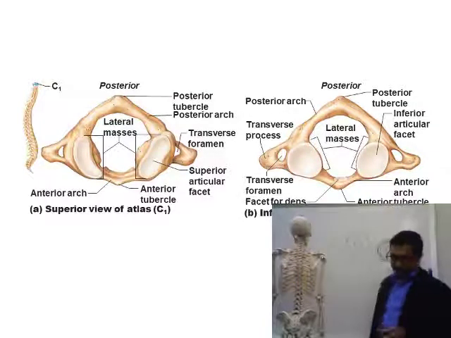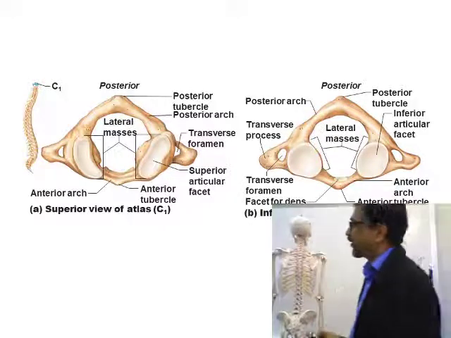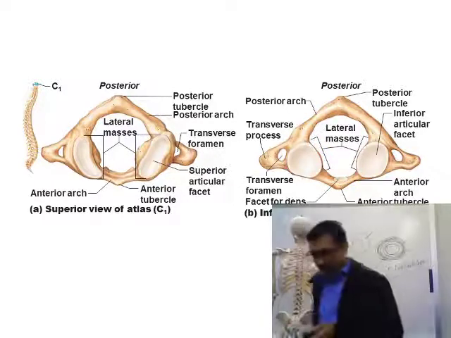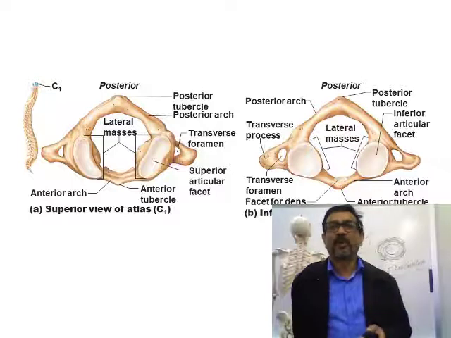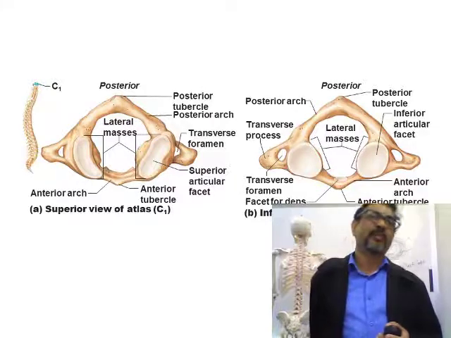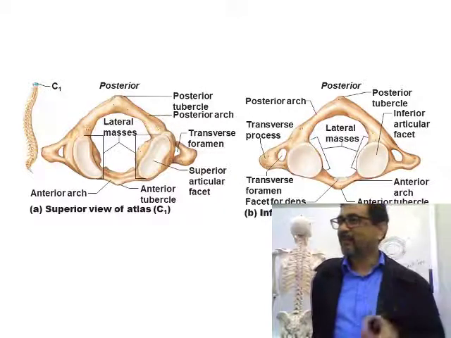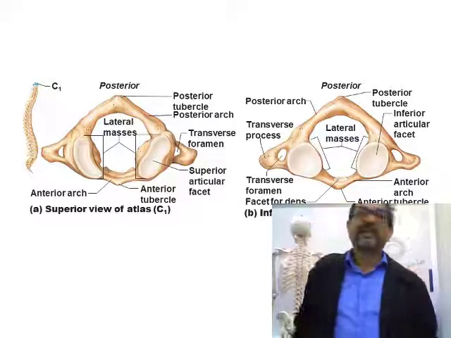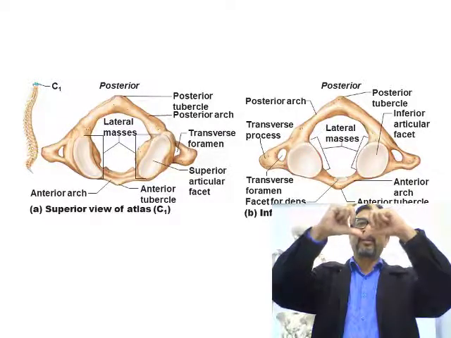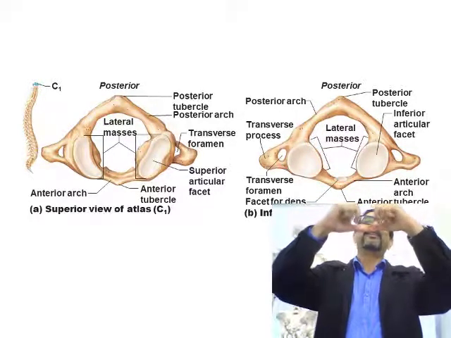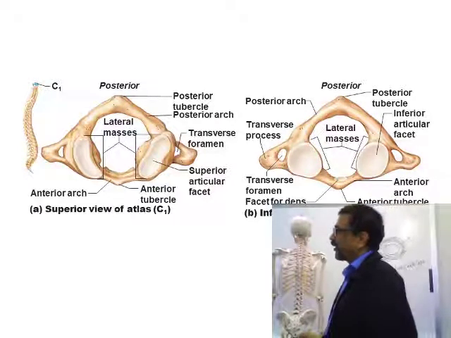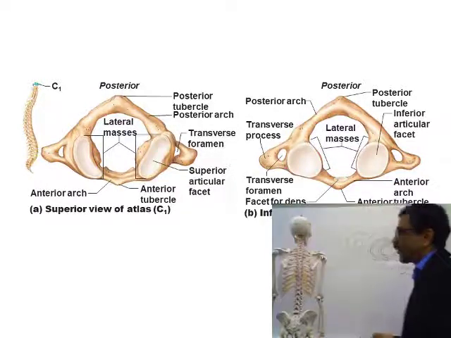C1 and C2 are different. You see here, this is C1, that means atlas. Atlas or C1 doesn't have any body. Body is missing. So this is the only vertebrae which does not have a body. So if you see that, that is C1, very easy. Make sense? No body. Instead, two arches. So it's like this. You see, two arches. This is one arch, like the St. Louis arch, right? This is another arch. So you have the posterior arch, which is bigger, and the anterior arch, which is smaller.